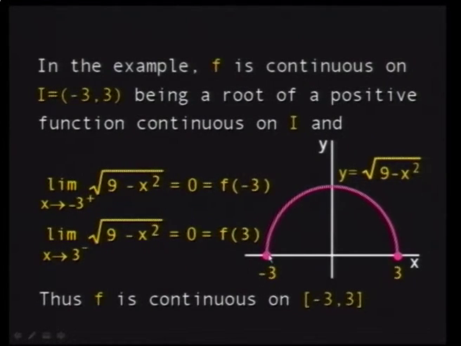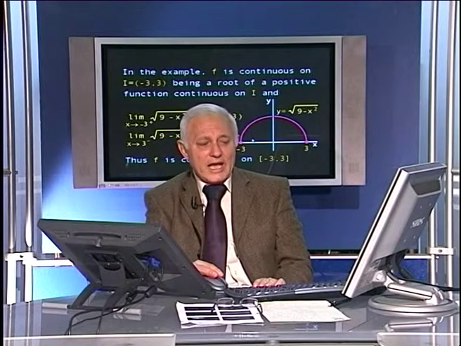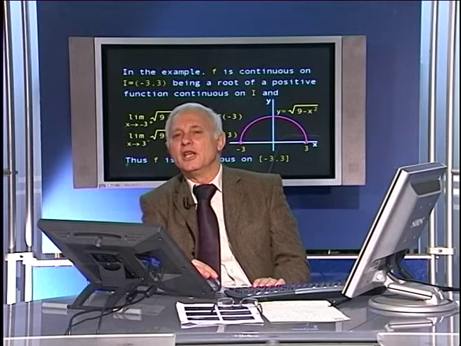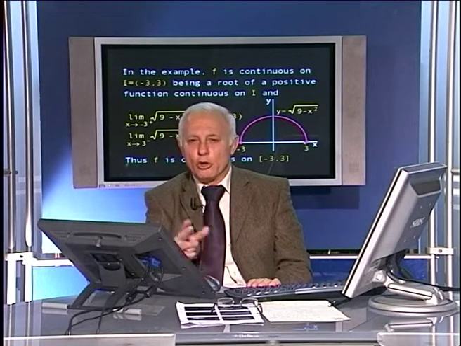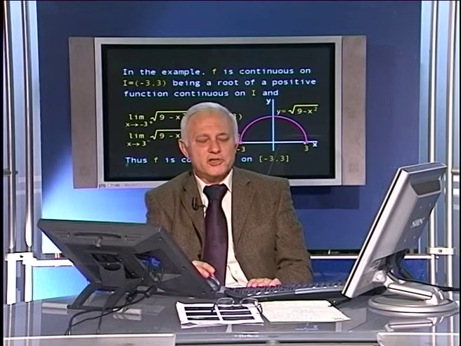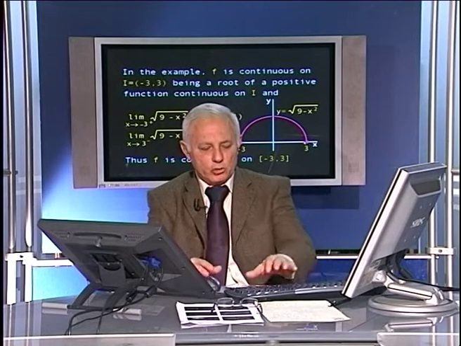So now you can say that the function is continuous from the right-hand side at the point minus 3, and is similarly continuous at the point 3 from the left-hand side. And therefore, you can conclude that your function is continuous on the closed interval from minus 3 to 3.